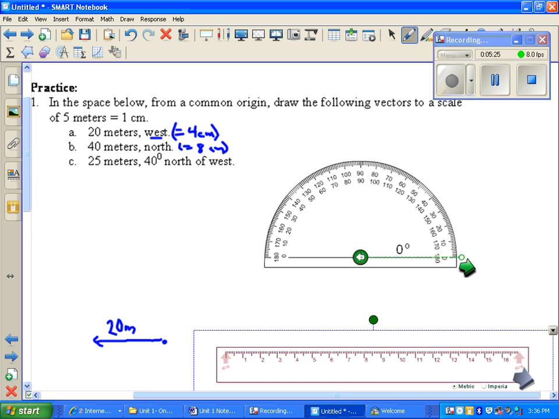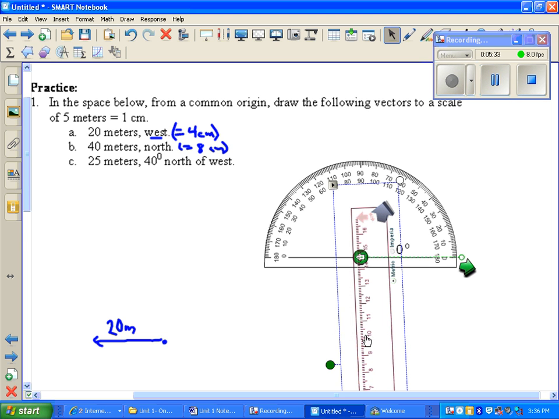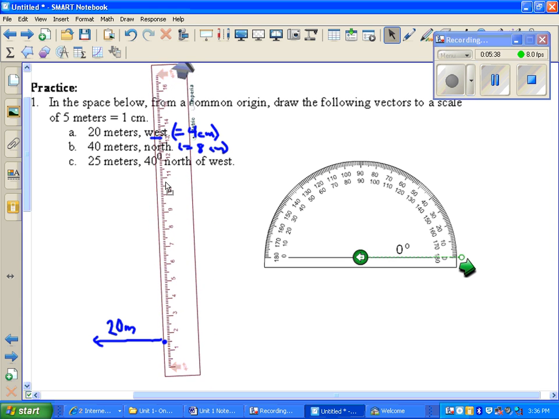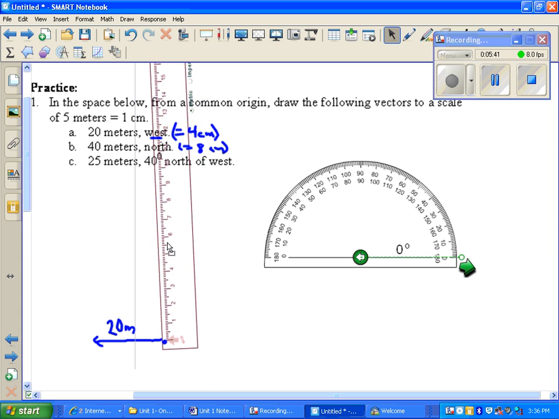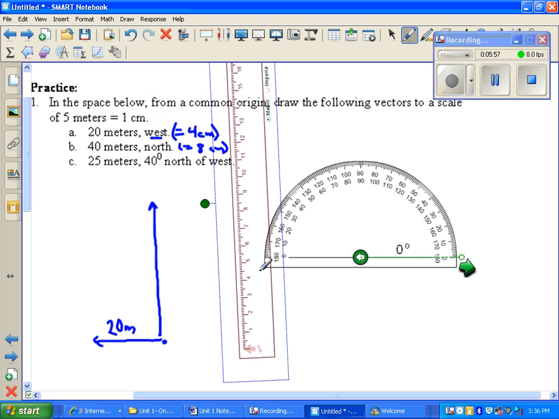I'm going to pause this a second while I rotate the ruler. Then I'm going to drag the ruler over to my origin, and it has to be 8 long. So I will put it here, and 8 long is going to take me to here. So I'm going to draw up and draw an arrow. Now that vector represents my 40 meter displacement.